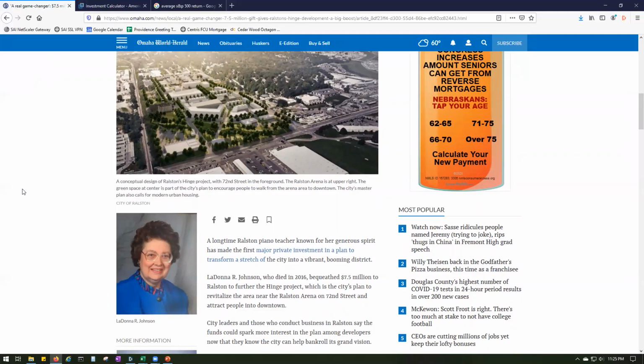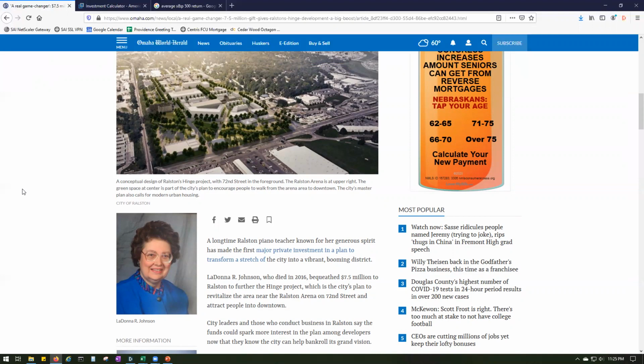How was she able to give $7.5 million? Well, I didn't personally know Miss Johnson, but I have some guesses on how she did this.